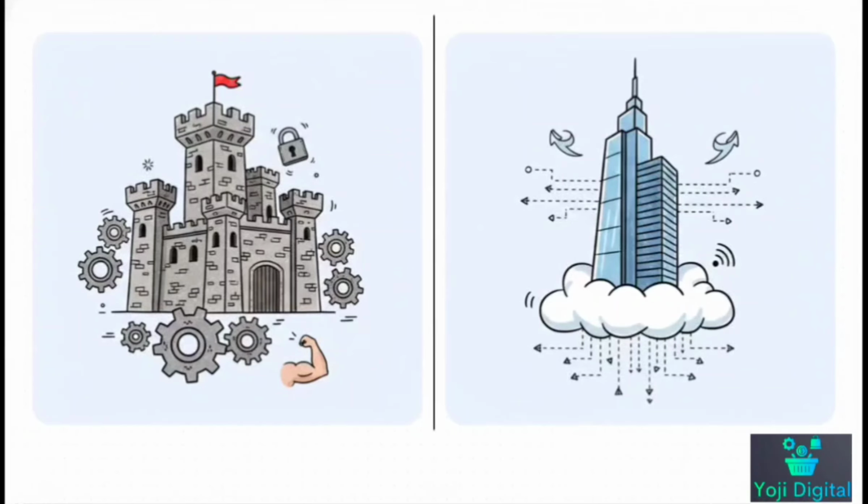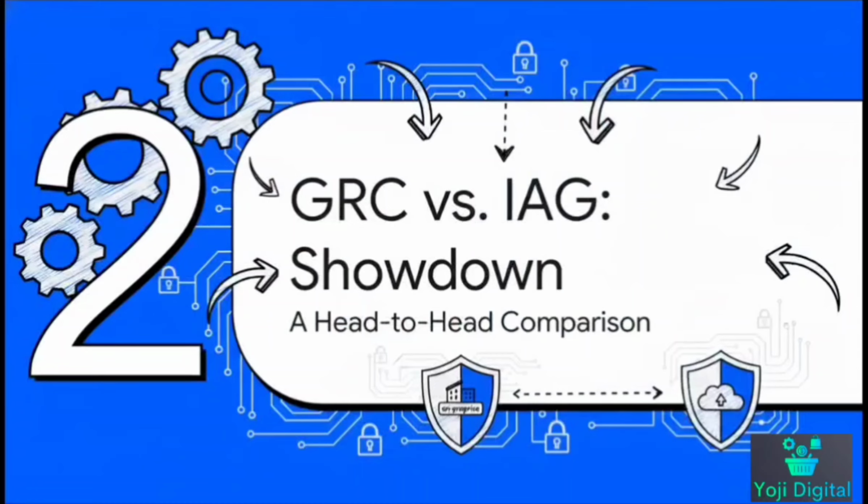In the other corner is IAG, Identity Access Governance. This is the new kid on the block, a cloud-native solution built on SAP's BTP to handle today's messy hybrid world. So how do they really compare? Let's look at them head to head to see where each one truly shines.